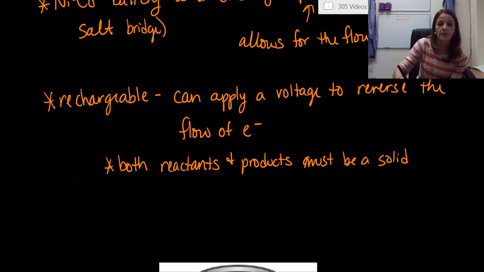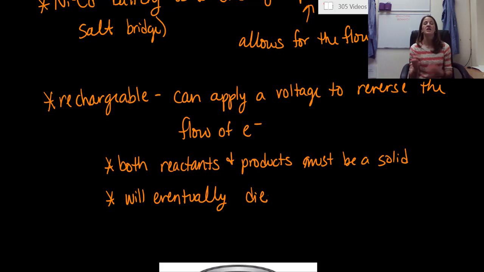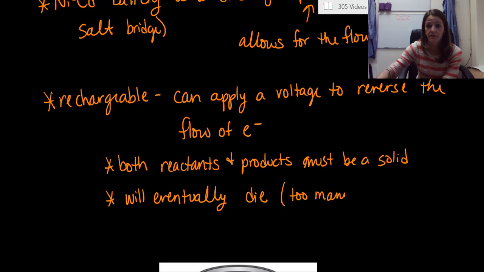The second thing is that we need to realize that these rechargeable batteries will eventually die. It's not a foolproof process. Even though batteries are usually 90% efficient, compare that to 30% efficient from a coal power plant, they're 90% efficient. So what that means is that they're able to go over and over and over again. But eventually they get to a spot where they do die because they're creating too many byproducts, which we would refer to as impurities.